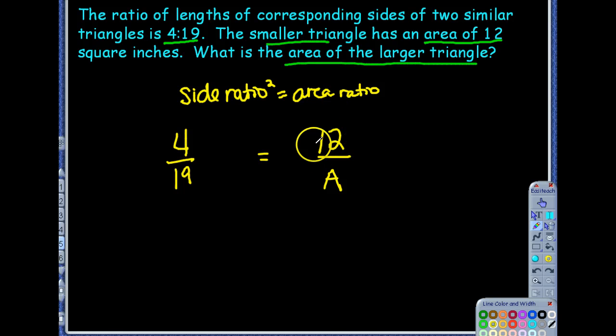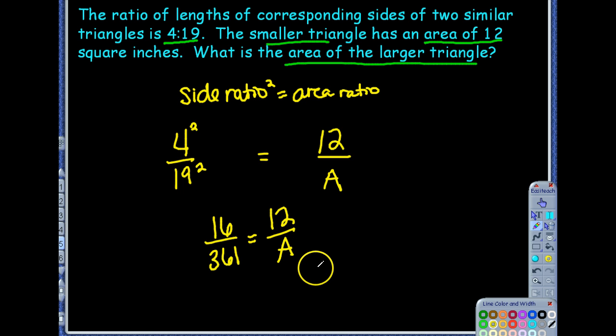I also realized I just kind of put the number 12 in here. Why did I put that in the top? Because it's the smaller triangle, and since the side ratio says 4 to 19, the smaller side is the 4. Just to make sure you guys all see why I put that there. All right, put those squares back in there. So let's square 4, and you get 16, and 19 squared is 361. And that's going to equal the 12 over A. Again, 12 over whatever the other area is will simplify down to 16 over 361 because it's the side ratio squared. And since you notice this 12 is a little smaller than the 16, this area should be a little less than the 361.